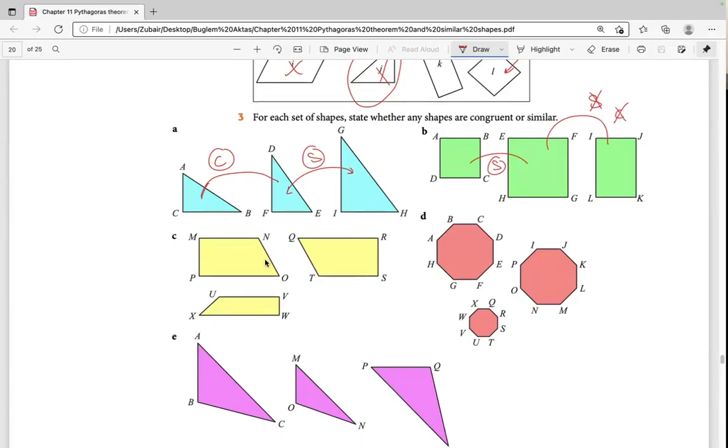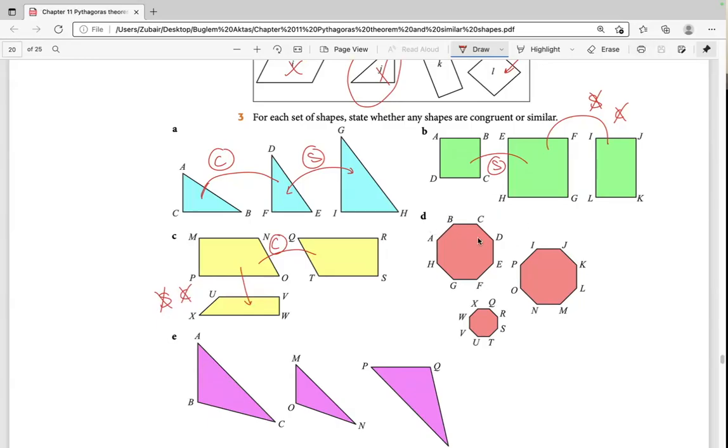C. What about these two? Congruent. So they're congruent. And these two? Not similar, not congruent. Very good. Not similar, not congruent.